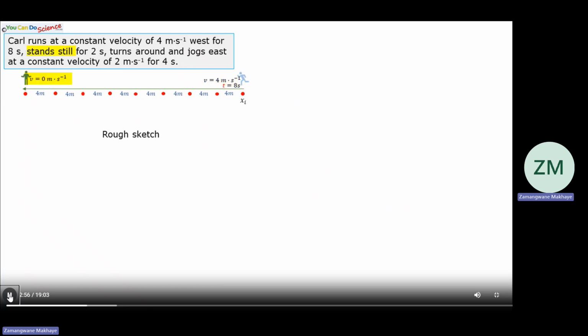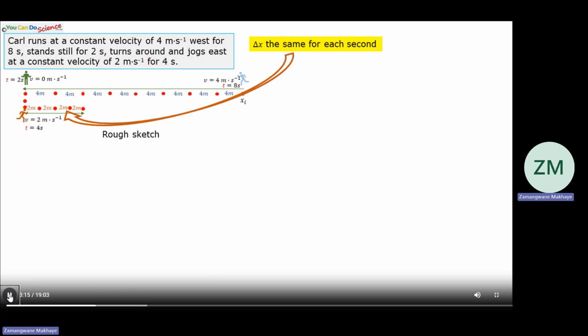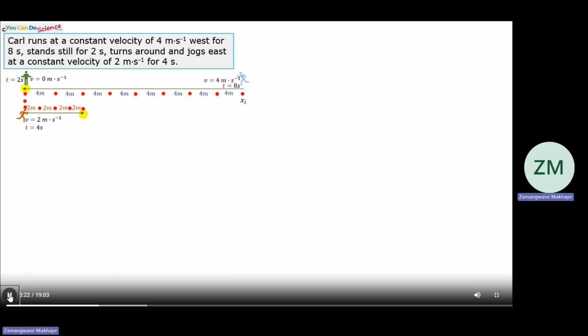Then Carl stands still and his velocity is 0 meters per second for 2 seconds. Then Carl turns around and runs east at a constant velocity of 2 meters per second. For the next 4 seconds, Carl's position changes by 2 meters each second in an easterly direction. Because Carl is moving in opposite directions, we must define one of the directions as positive. We're going to take west as positive.